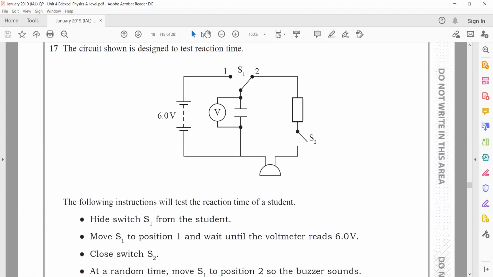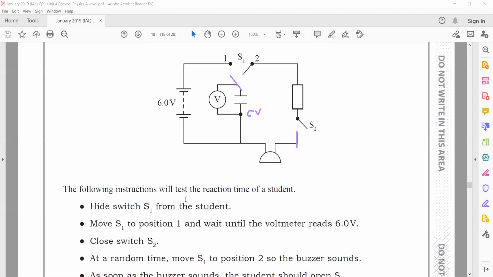Because if I move this to position 1, the capacitor is charging while it is connected to position 1. And it will charge until the capacitor voltage, the voltmeter reading, is the same as the supply voltage, which is 6. Then we close the switch S2. At this part you can see. And then at a random time, move S1 to position 2.